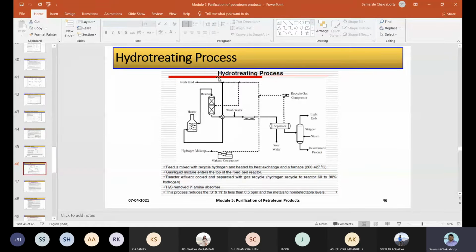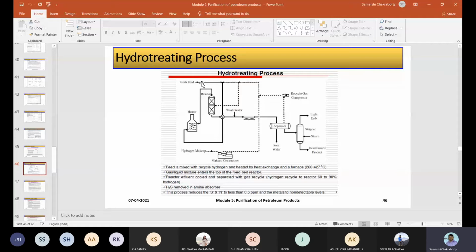So part of it can go back to the heater, or a part of it you can directly inject into the reactor itself to have a higher percentage of hydrogen present in the reactor, because you pretty much know that if you are dealing with heavier petroleum feedstock, definitely your hydrogen requirement is going to be on the higher side.